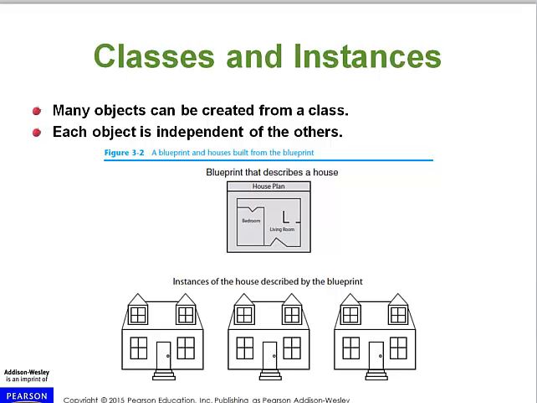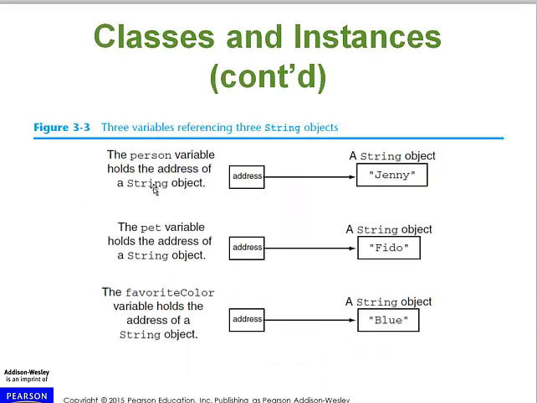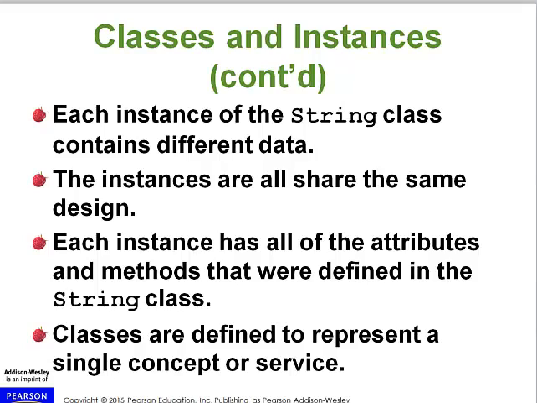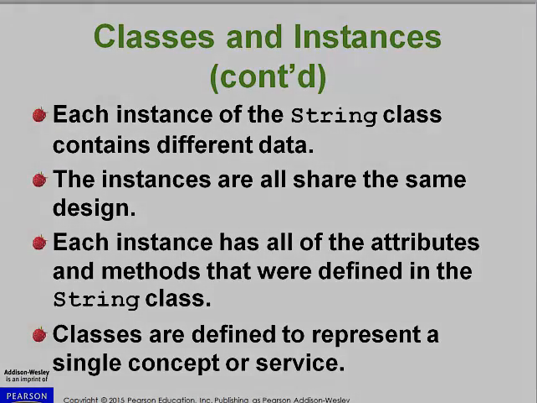Let me come down here. Here's another one that talks about a string named Jenny and a string object named Fido. They're all string objects. The favorite color variable now stores blue, and the pet variable is storing the Fido string object. This is what it's talking about. It's similar to the string class: it contains different data, with instances all sharing the same design. Let me pause this.